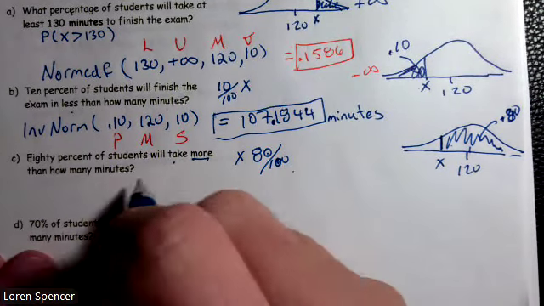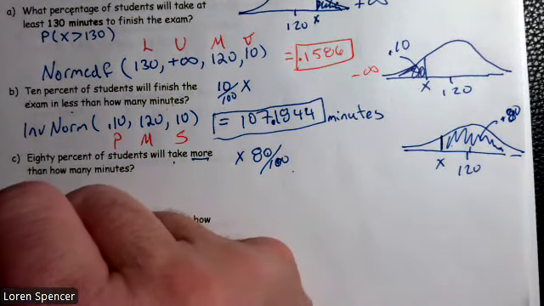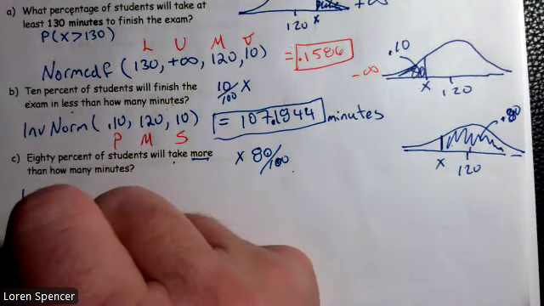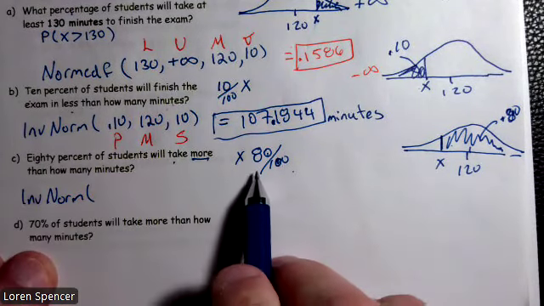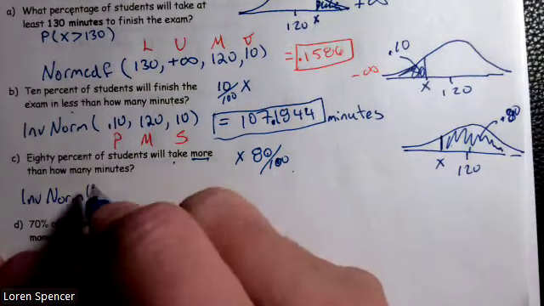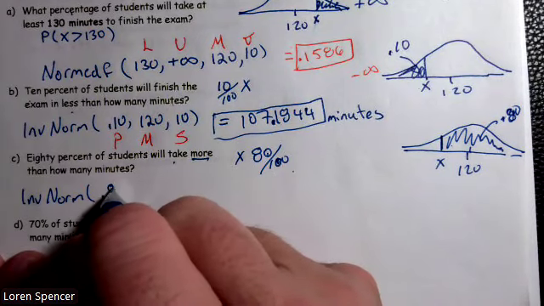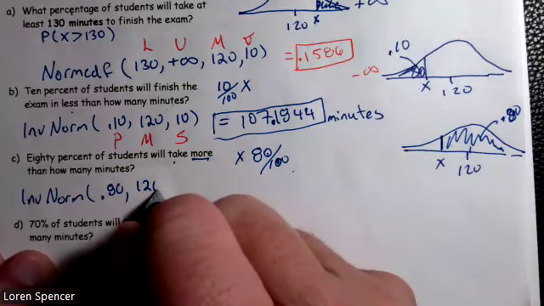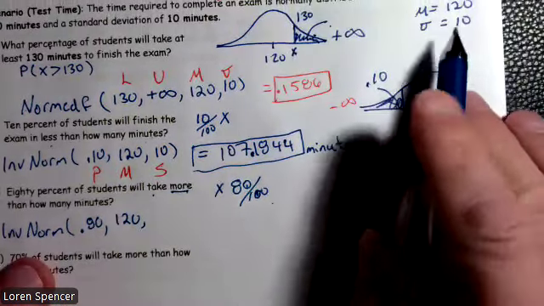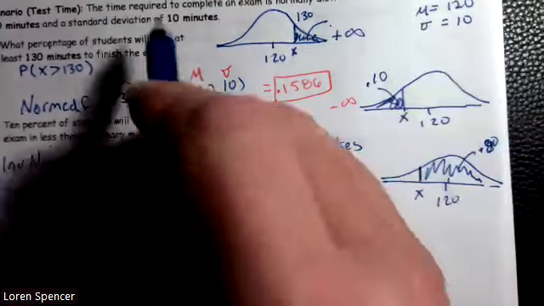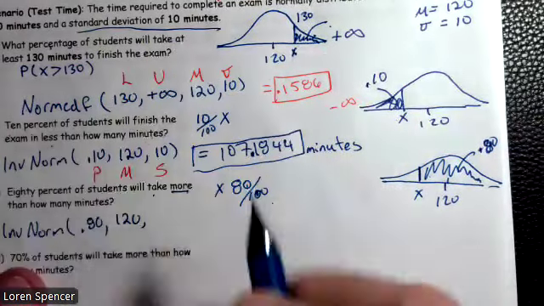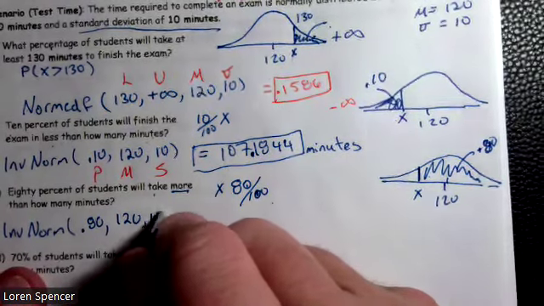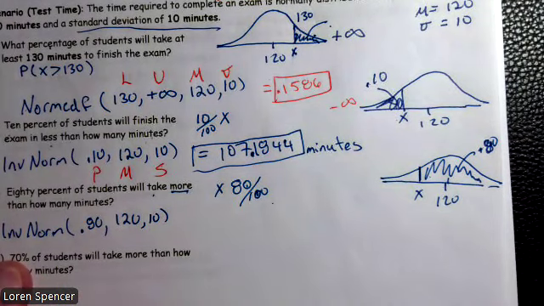So inverse norm, because they gave me a percent. The very first thing the calculator asks for is the area, which is 80 divided by 100, which is 0.80. It's going to ask for my mean, which is 120. And our standard deviation for this problem happens to be 10 because they gave this to us up here. Standard deviation is 10 minutes. And that's our PMS.